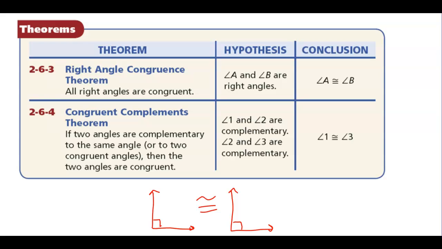Instead of saying they are right angles, so therefore they're 90 degrees, so therefore they are congruent, or they are the same measure, therefore they are congruent, you can just say all right angles are congruent using this theorem. And then the last one is kind of like the congruent supplements theorem, but it's the congruent complements theorem. It says if two angles are complementary to the same angle, then the two angles are congruent.